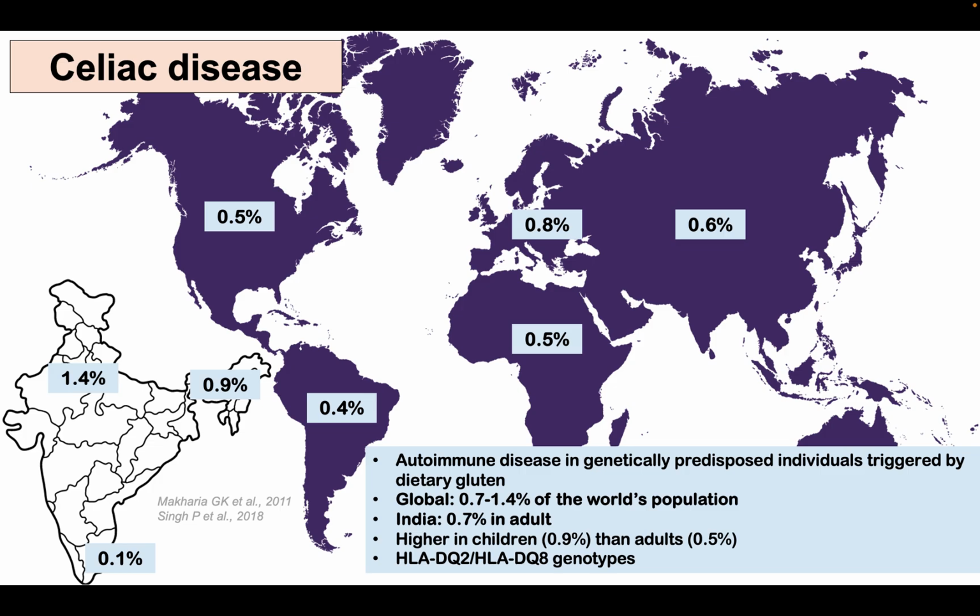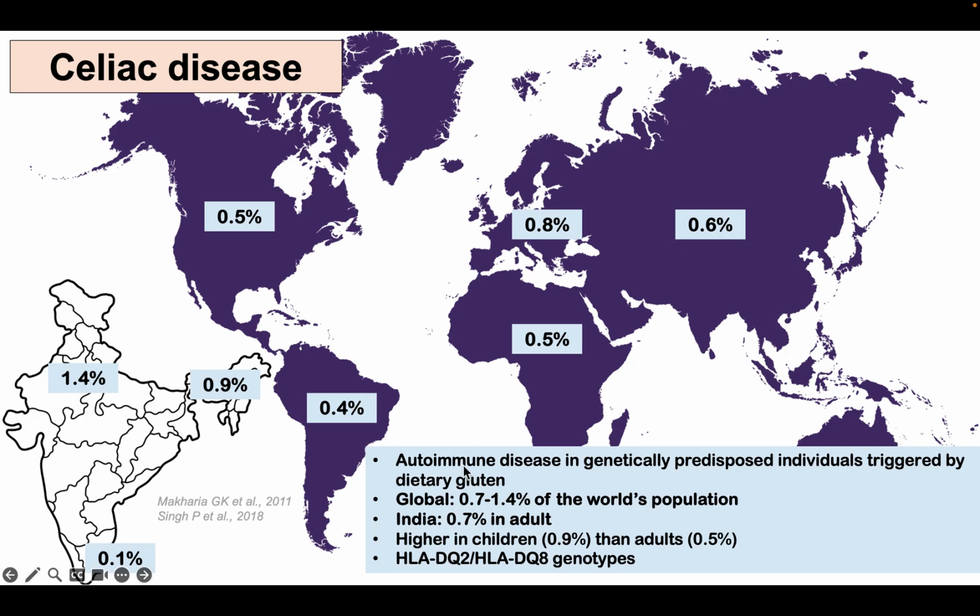You can see the prevalence of celiac disease here. 0.5% in North America, 0.4% in South America, 0.5% in Africa, 0.8% in Europe, 0.6% in Asia, and in India you can see the most commonly affected region is the North Indian region, here 1.4%.